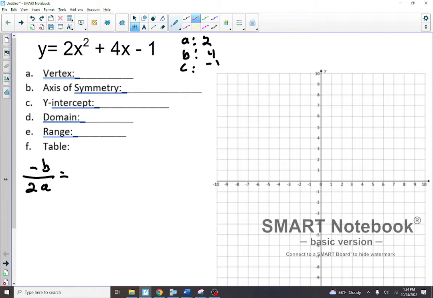So I'm going to plug this in. Negative b, in this case, was 4, over 2 times 2. Negative 4 over 4 is negative 1. So negative 1 is an x. I'll give you a review packet later, but this is not on the review packet. This is not a review. This is for your notebook.